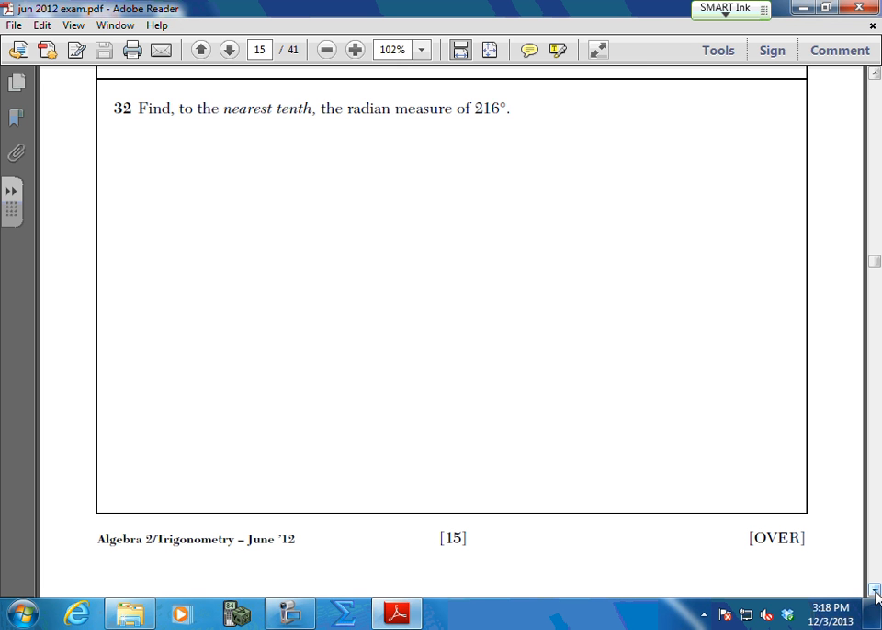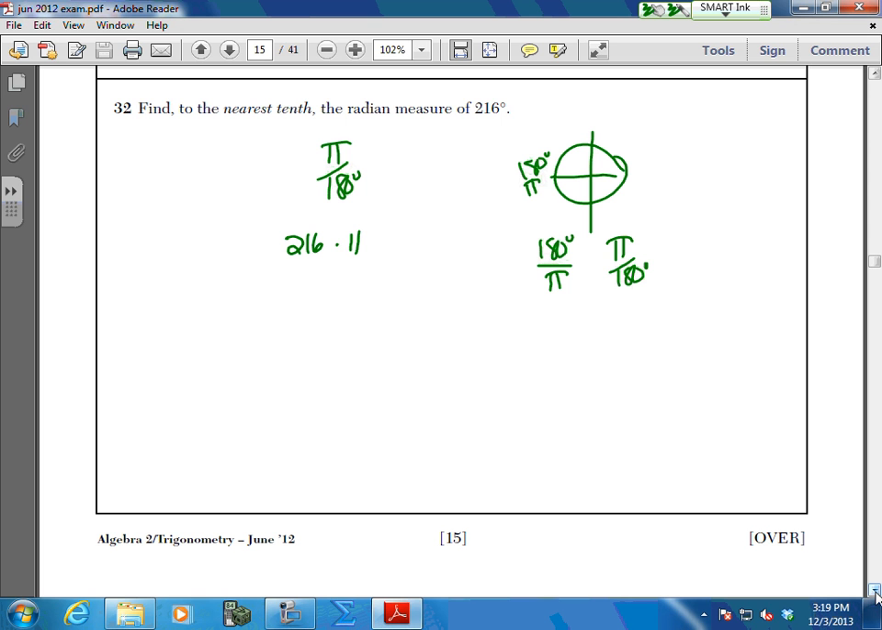Okay? To find the nearest measure of the radian measure, remember that 180 degrees is the same as pi. So we're either using 180 over pi or pi over 180. Now if you're going to the radian from the degrees, you want the pi, you're going to multiply by pi over 180. So 216 times pi over 180.